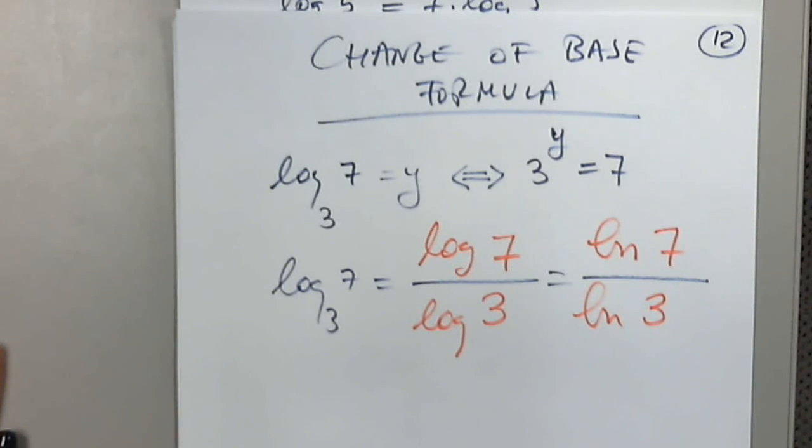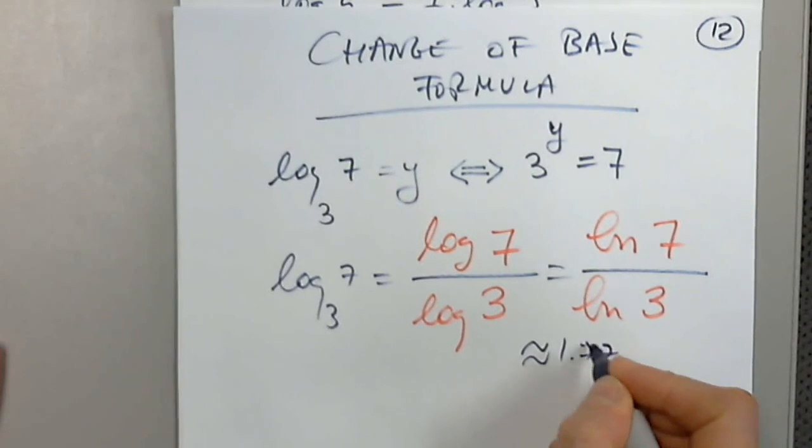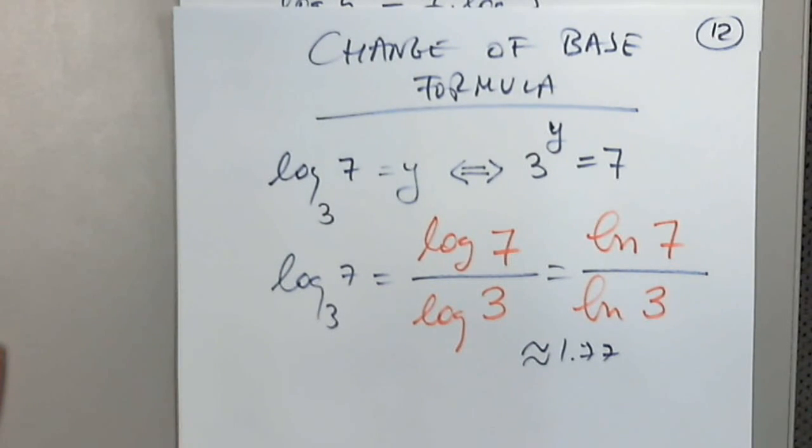So now when I punch this in the graphing calculator, I have log 7 divided by log 3, or I have natural log 7 divided by natural log 3. And the numbers have to be the same, no matter what. So I get 1.77 approximately. How do I check the answer? What if this 1.77 is incorrect? How would I check?